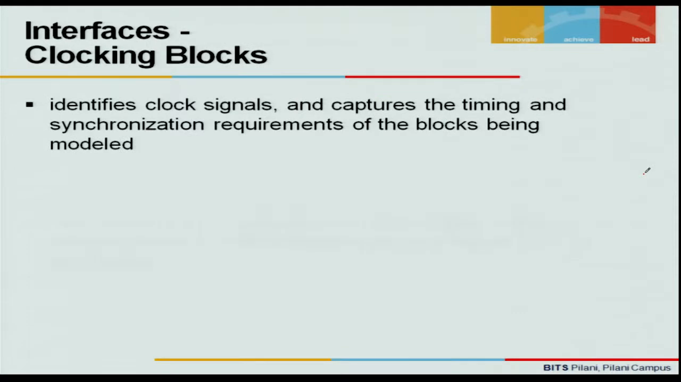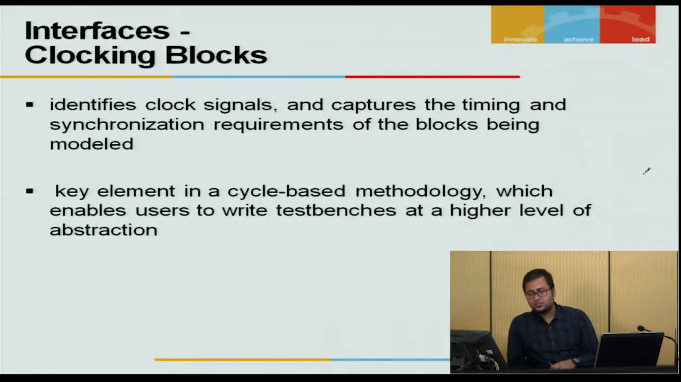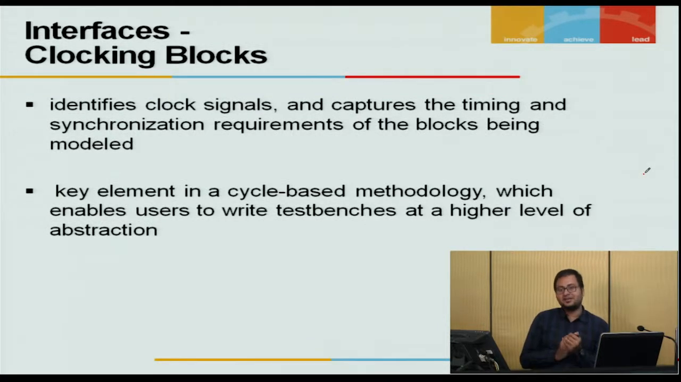So let's come to interfaces. Clocking blocks. Clocking blocks are basically identifying clock signals and capture the timing and synchronization requirements of the blocks being modeled. So for example, in an interface, if you have 2 or 3 inputs and outputs, then the clocking blocks generally give synchronization points for the inputs and outputs to be synced with the help of the clocks.